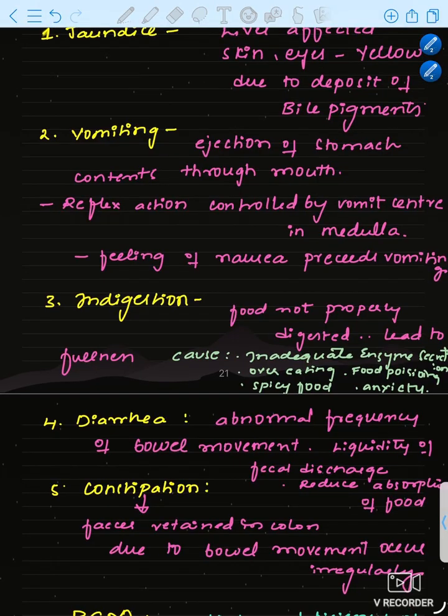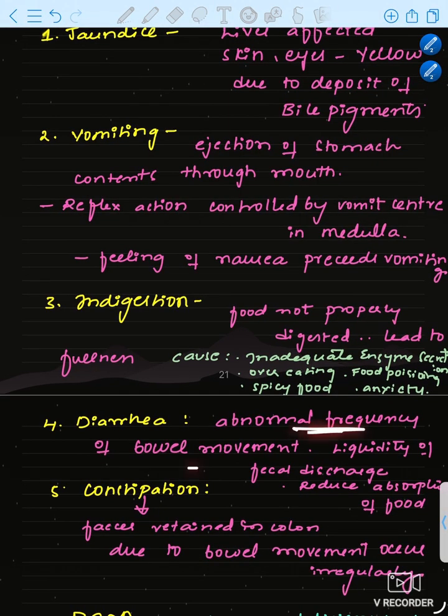Okay. Next one is diarrhea. Diarrhea means abnormal frequency of bowel movements. Many times bowel movement will occur, and that's why liquid fecal discharge occurs. Absorption of food will be less because it is occurring many times, and that's why the liquidity also will be there.